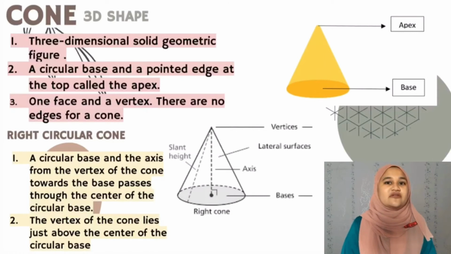A cone has one face and a vertex. There are no edges for a cone. Tudung Saji Mengkuang is a type of right circular cone, a cone which has a circular base and the axis from the vertex of the cone passes through the center of the circular base. The word right is used here because the axis forms a right angle with the base of the cone, perpendicular to the base.